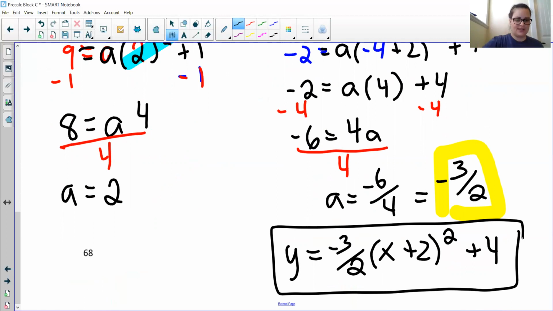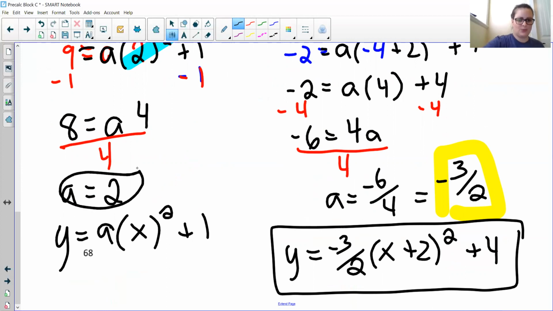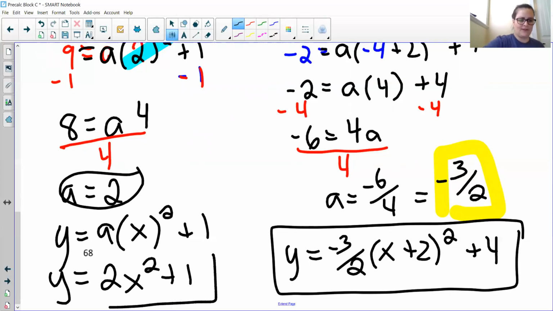Just going back to the previous example, because I forgot to write it out, we had y equals a times (x minus 0), which is just x squared, plus 1. Now that we know what a is, we can rewrite that full equation out to put the 2 in there like that. Sorry, I forgot to do that in the previous question. Just got so excited finding a, that I pulled a common mistake and error, forgetting to fully answer the question. Don't do that yourself.